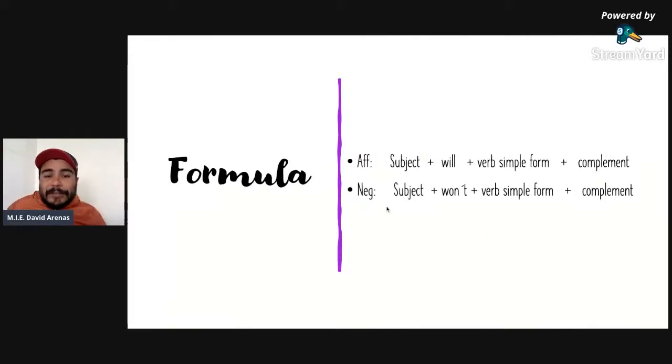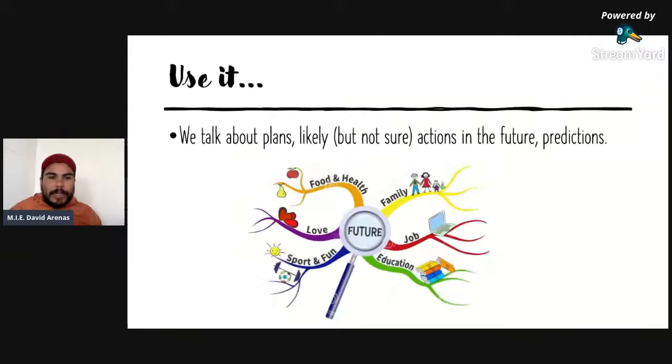Then you have the negative form, that would be the subject plus won't or will not, which is the same, and the verb in simple form. No changes to the verb, okay? No changes to say I will, or I won't speaking. No, it's incorrect. I won't speak. I won't work. I won't play. And then you need a complement. I hope this helps you a lot.